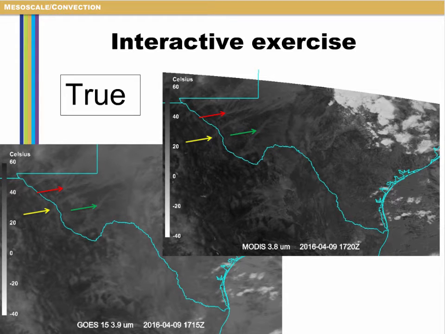The answer is true. The 3.9 micron channel may also be used to detect soil moisture gradients. Here are the streaks of moist soil from the case we looked at earlier in the 3.9 micron channel from GOES-15 and 3.8 microns from MODIS. Remember, during the daytime there's a solar reflected component in this band, so diurnal trends will appear readily.